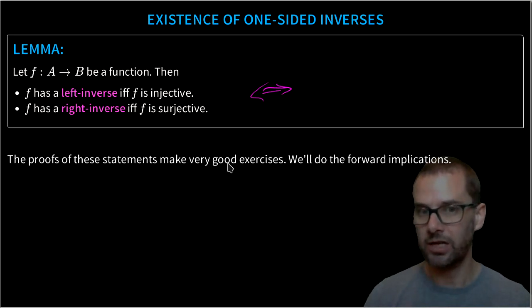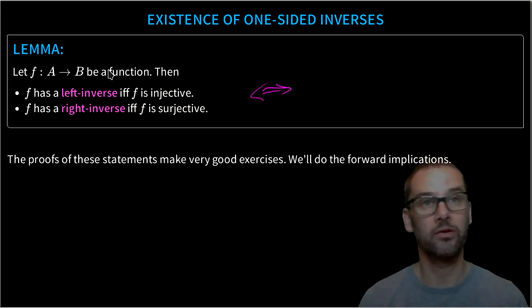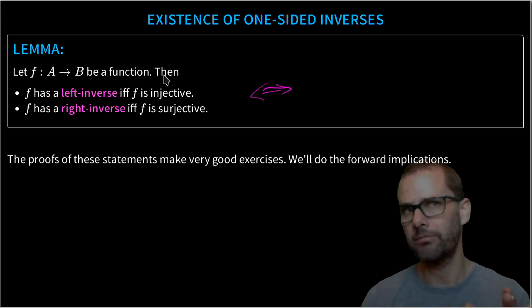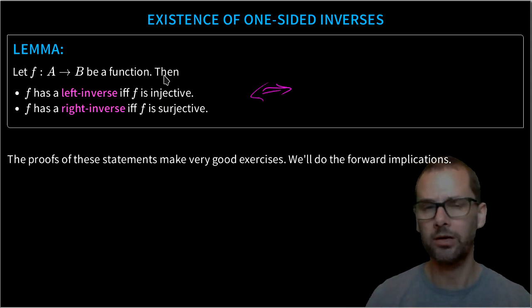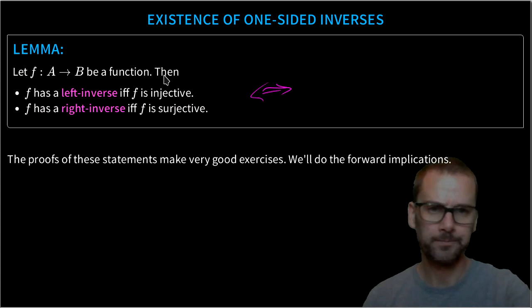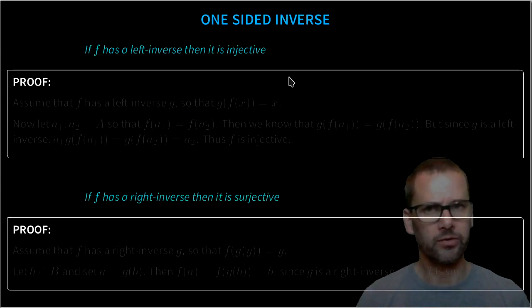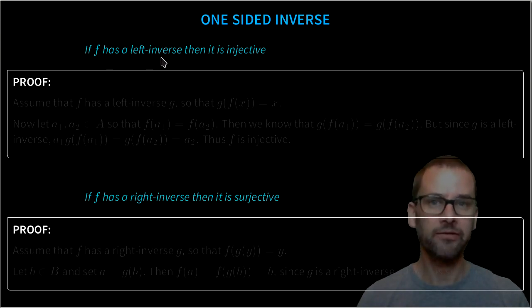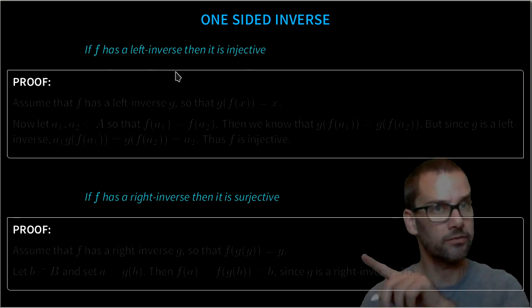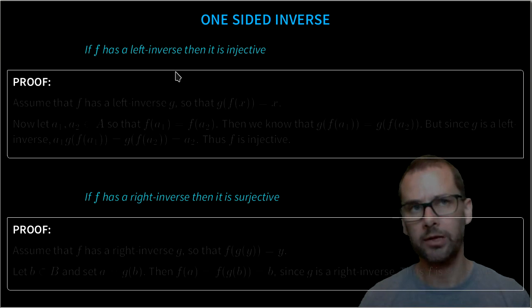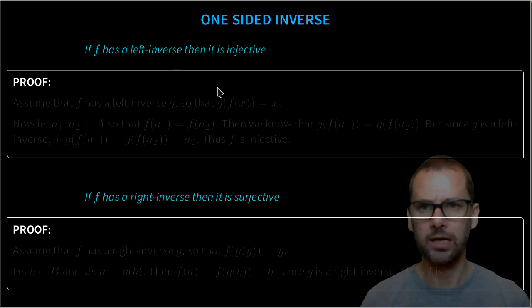The proofs of these statements make really good exercises, but I'm just going to do the forward implications here. And again, maybe the reverse implications will be in homework or in class. They may be a little bit more involved. So let's look at the first one: if f has a left inverse, then it's injective. So that was the forward implication. The reverse implication, maybe you'll see in homework or in class.